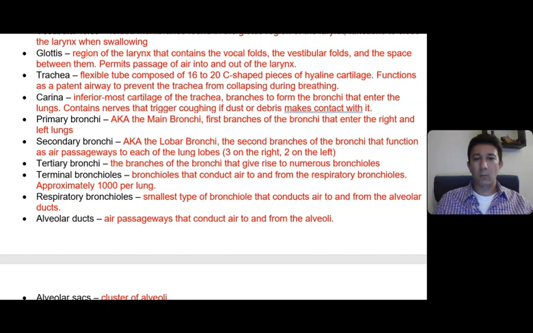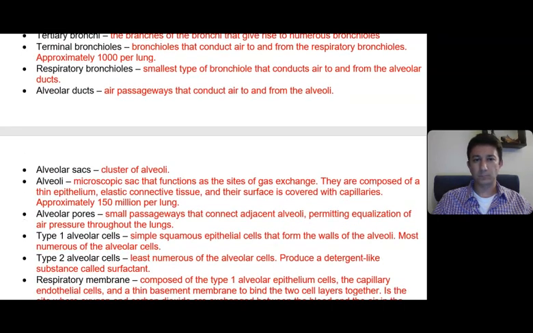So there are roughly 1,000 terminal bronchioles per lung, and those terminal bronchioles branch into even finer, even smaller microscopic respiratory bronchioles. And the respiratory bronchioles are the smallest type of air passageway that we call a bronchiole, that serves to conduct air to and from structures that are called the alveolar ducts. And the alveolar ducts are air passageways that conduct air to and from the alveoli. And it's in those alveoli that we actually see the gas exchange surfaces and the gas exchange taking place with the blood. So we'll examine that in a moment as we get to it.